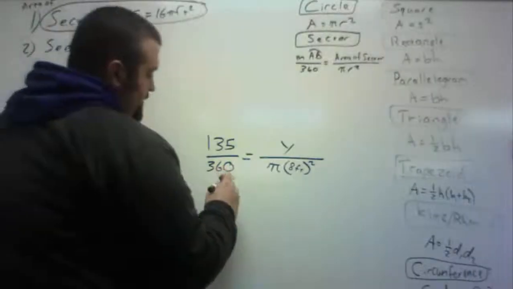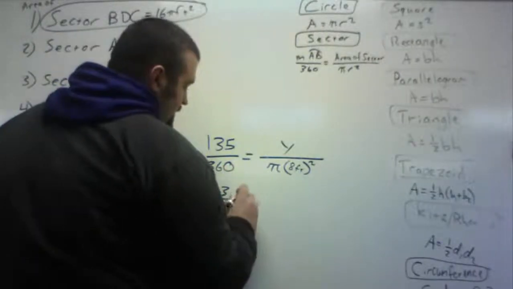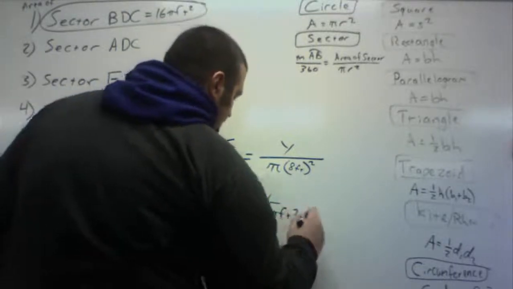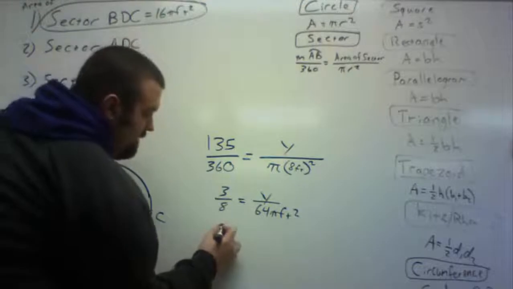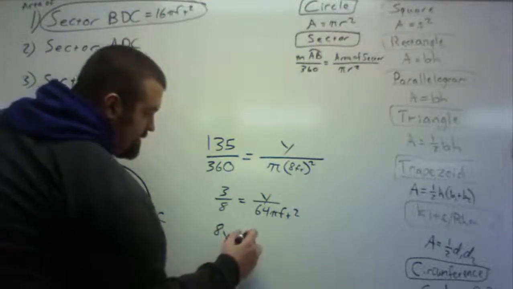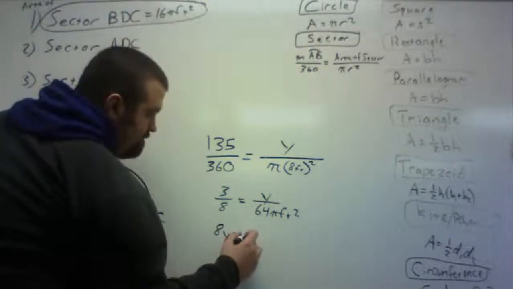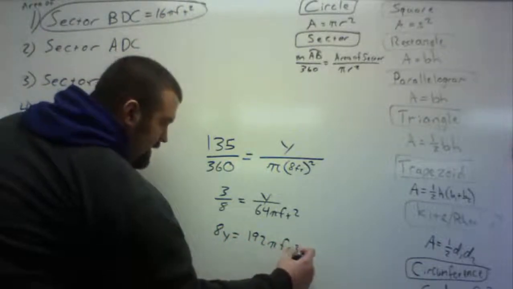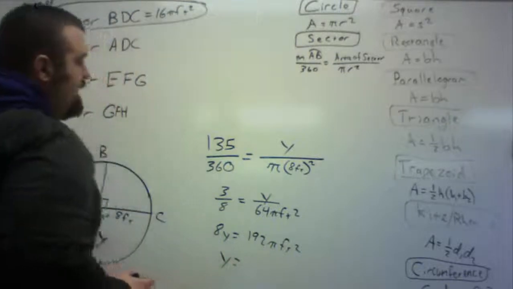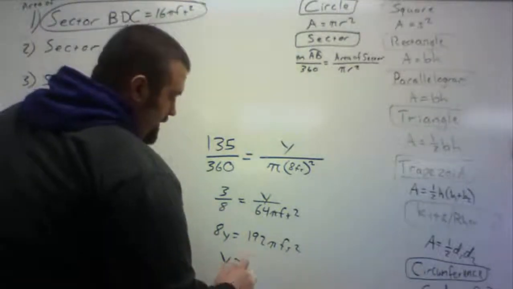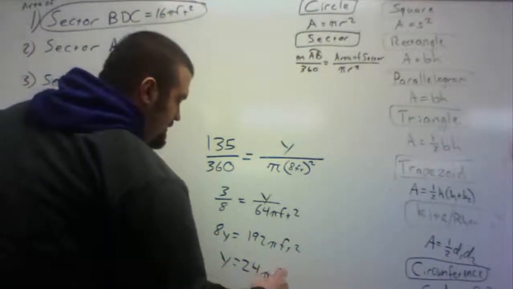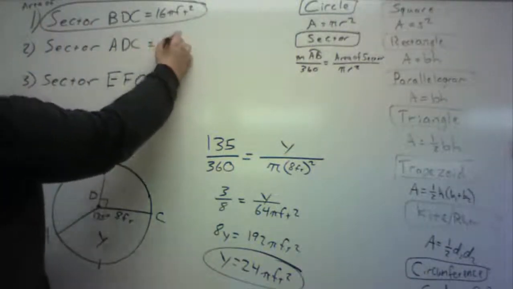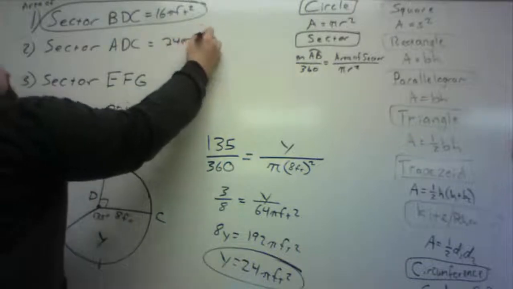Let's again do reducing. So 3/8 equals y over 64 pi feet squared. Cross multiply, 8y equals 192 pi feet squared. Divide both sides by 8. And I think I get 24 pi feet squared for the area. So the area of this sector is 24 pi feet squared.